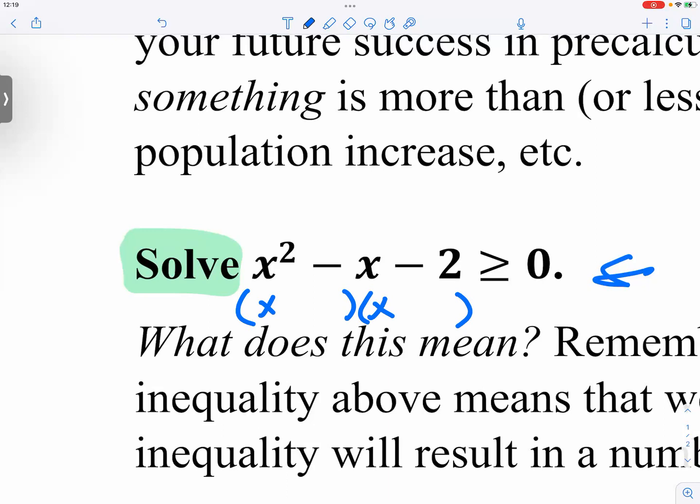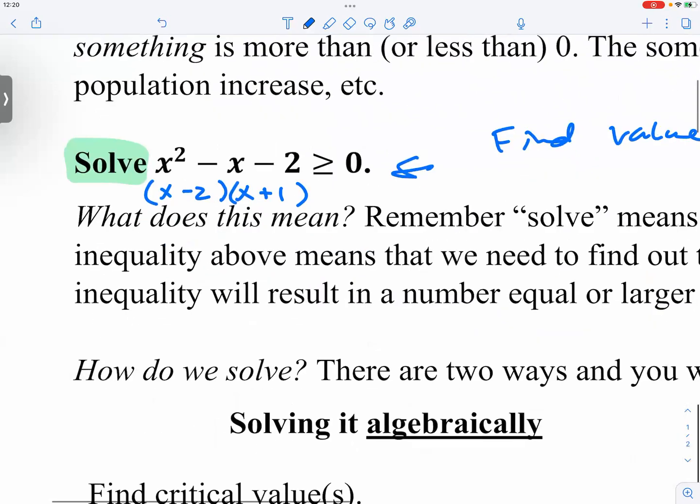It'll be (x minus 2)(x plus 1). Okay, because minus 2 times positive 1 gives you negative 2. And then when you do the inside and outside, the outside would be x. The inside would be negative 2x. And when you add them together, combine like terms, that's how you get your minus x. So that's how you double check yourself and validate your factors. Now, this is where we'll start.